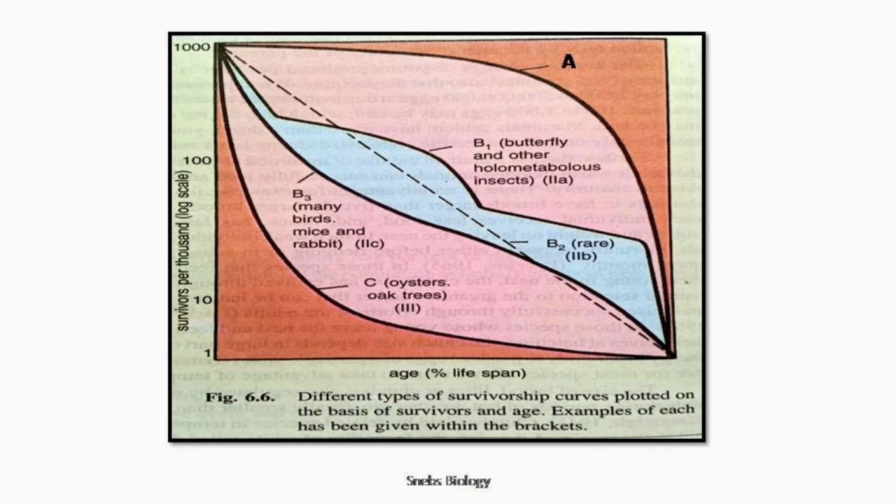In such cases, survival differs greatly in the successive life history stages. Okay, and the third type is highly concave curve. Survivorship curve C is characteristic of such species in which mortality rate is high during early stage and constant in all other age groups. Clear?